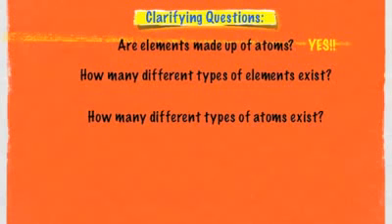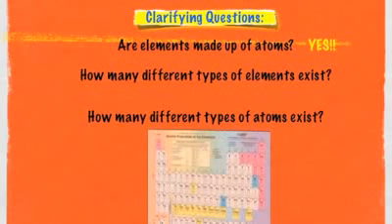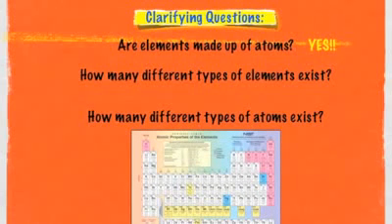How many different types of atoms exist? Well, to answer that question, you look at the same chart, because not only does each tile or each box on this chart represent elements, they also represent different types of atoms. So, for example, you have the element hydrogen and helium in that first row. There are also different types of atoms.